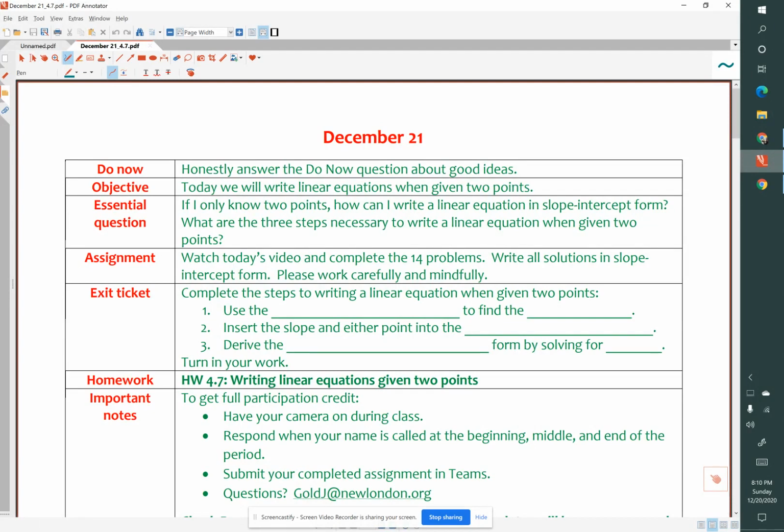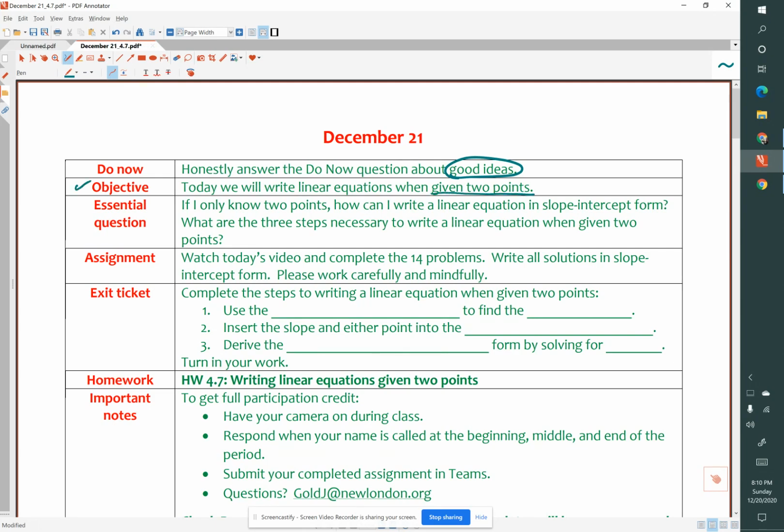This lesson actually combines the last 2 lessons, so a little bit more work for each problem, but it's mostly a review of what we've already done and putting it together in a new way. So we want you to, first of all, answer the do now question about good ideas. And our objective today will be to write a linear equation when we are given 2 points.